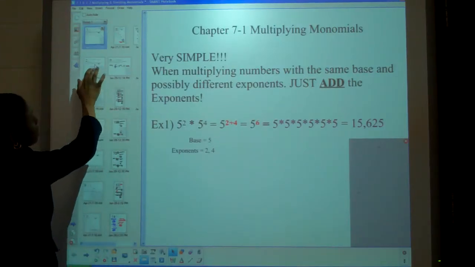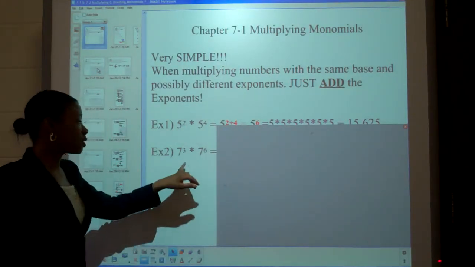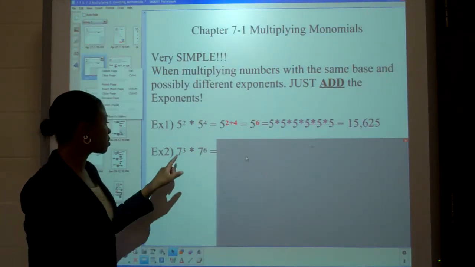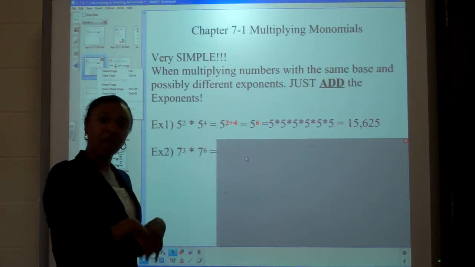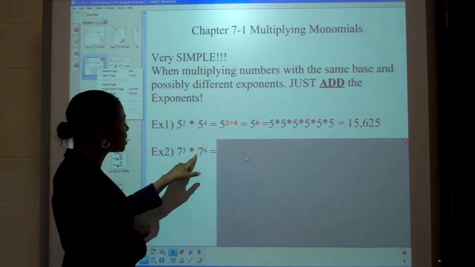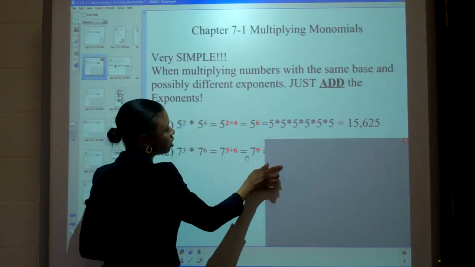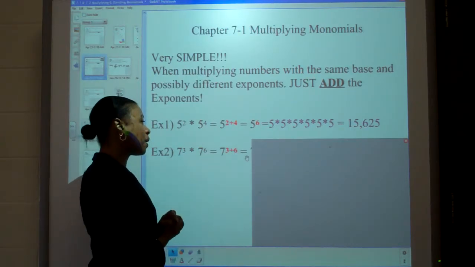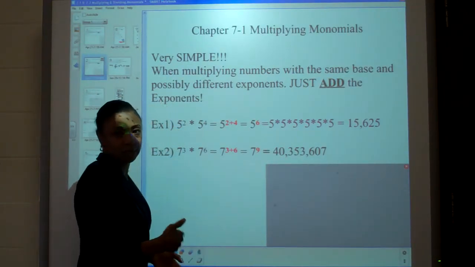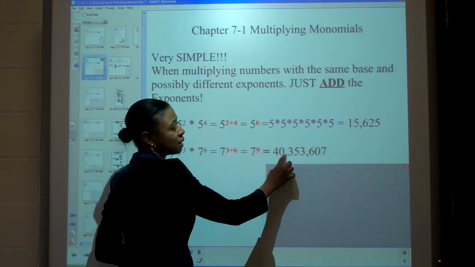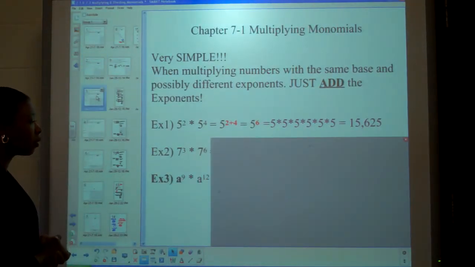Let's try another one. So when we multiply with the same base, again, remember we're just going to add the exponents. So here's the next one. Let's suppose I have 7 cubed times 7 to the 6th, or 7 to the 3rd power times 7 to the 6th power. Remember, the base is 7, and the exponents are 3 and 6. We have the same base, so we just add the exponents. So that's going to be 7 raised to the 3 plus 6 power, which is 7 raised to the 9th power. In other words, it's 7 times 7 times 7 times 7 times 7 times 7 times 7, 9 times, which is 40,353,607.